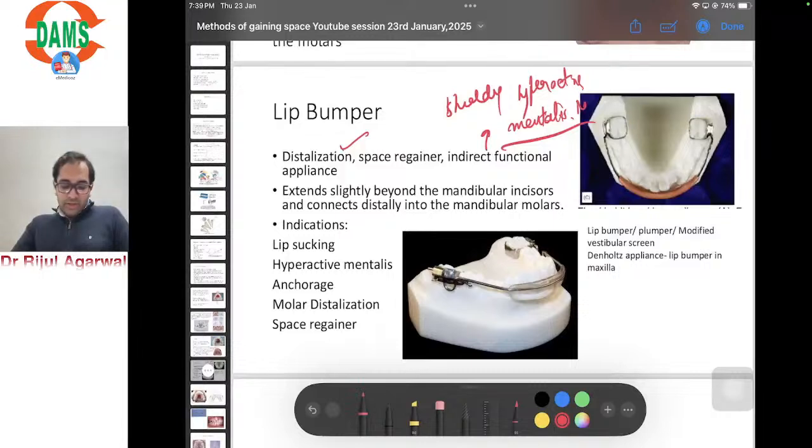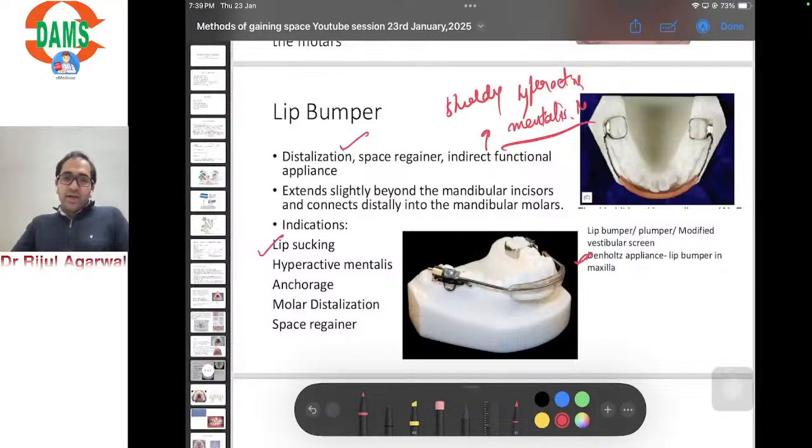So what are the indications? It helps in cessation of lip sucking, hyperactive mentalis activity, anchorage preparation, molar distalization, and it acts as a space regainer as well. When this lip bumper, or modified vestibular screen, is given in the upper arch, it is known as the Denholtz appliance. This is the other name of the lip bumper appliance when it's given in the maxillary arch.